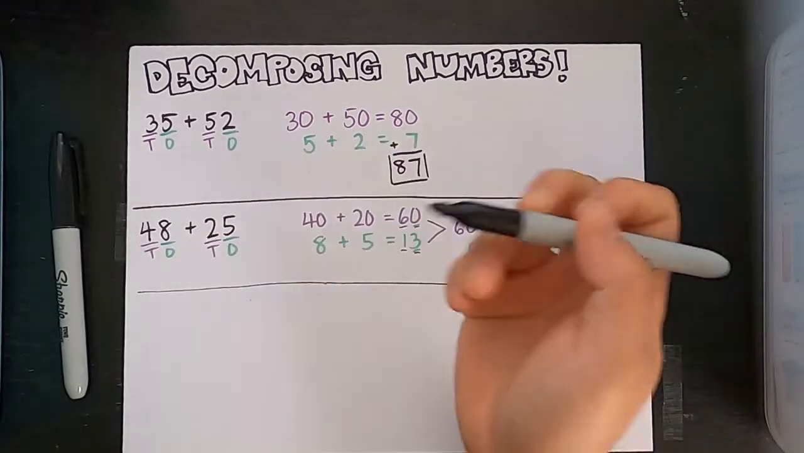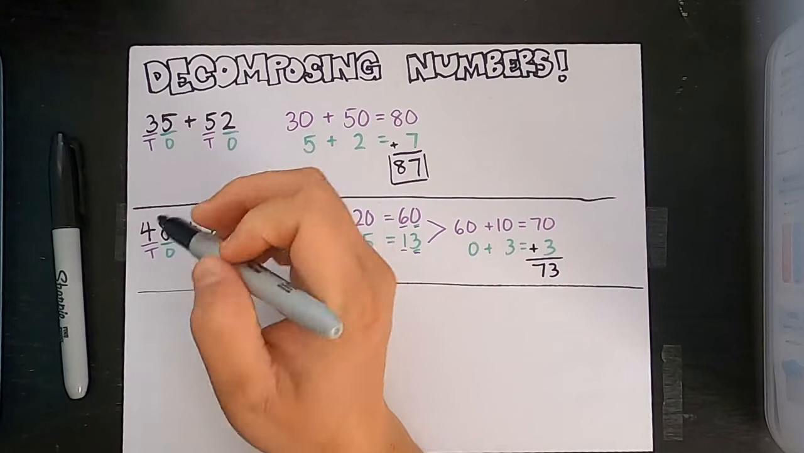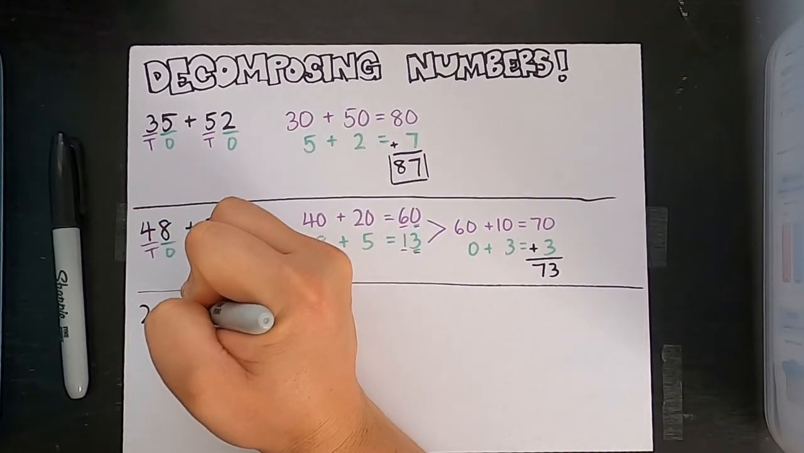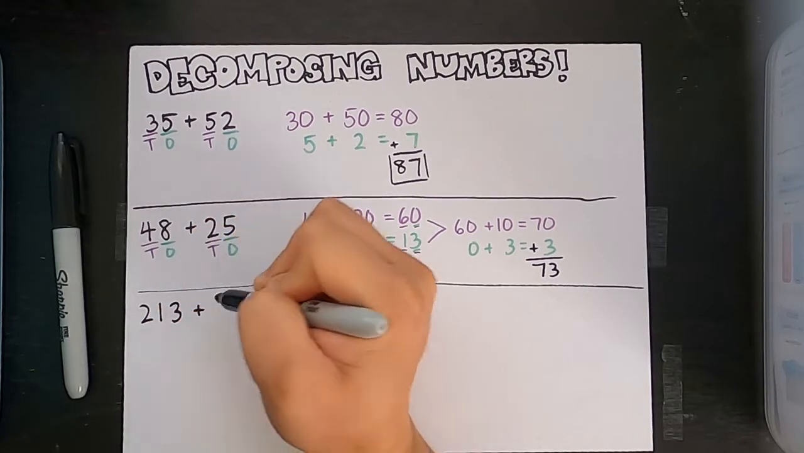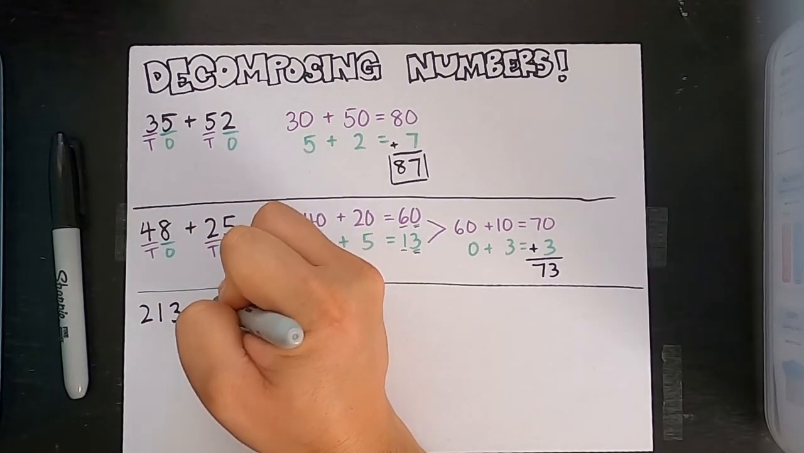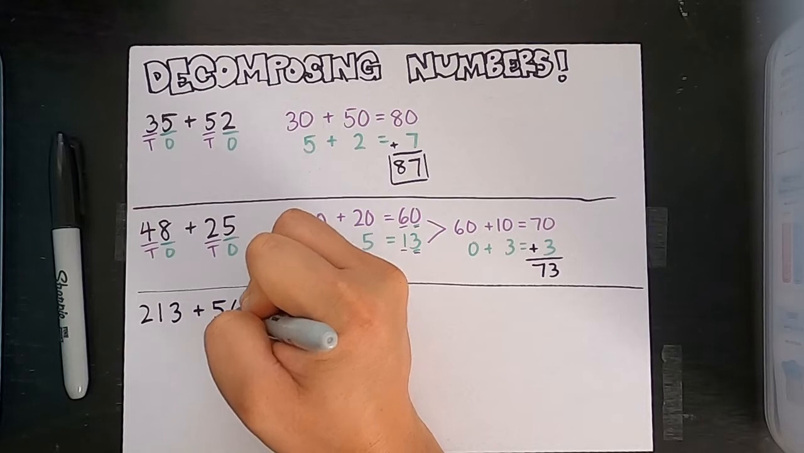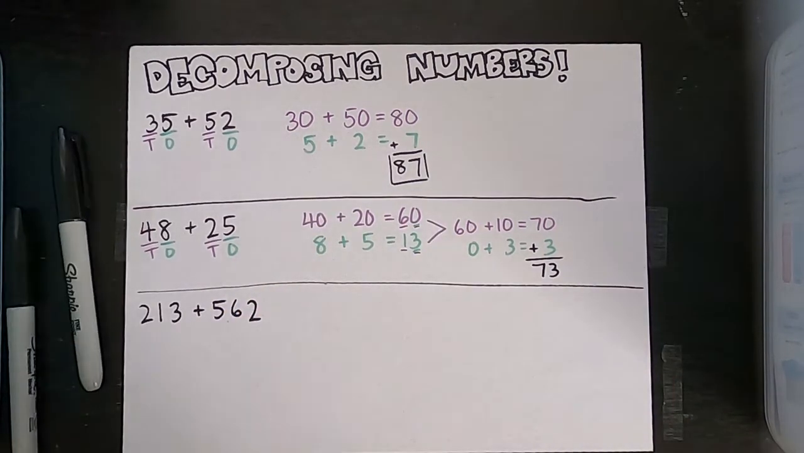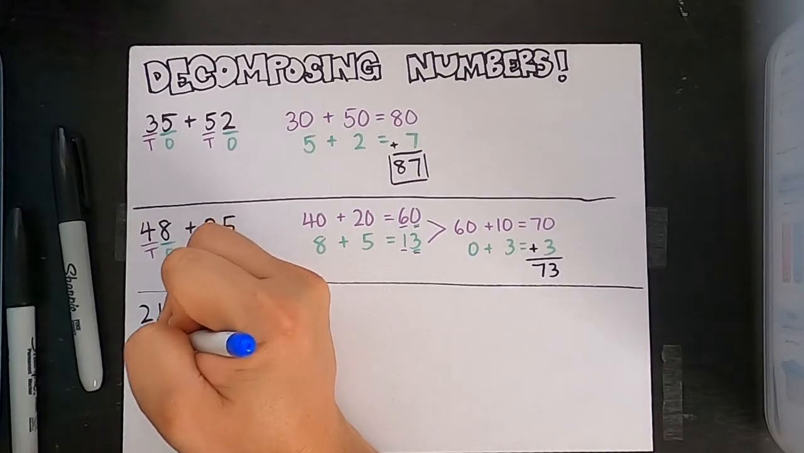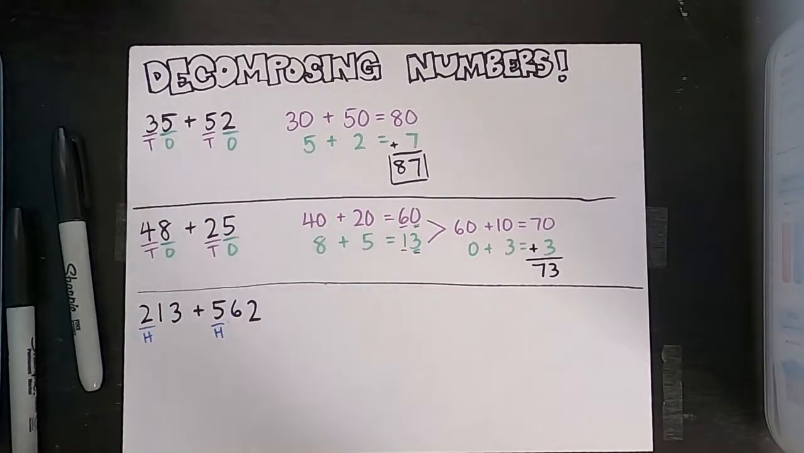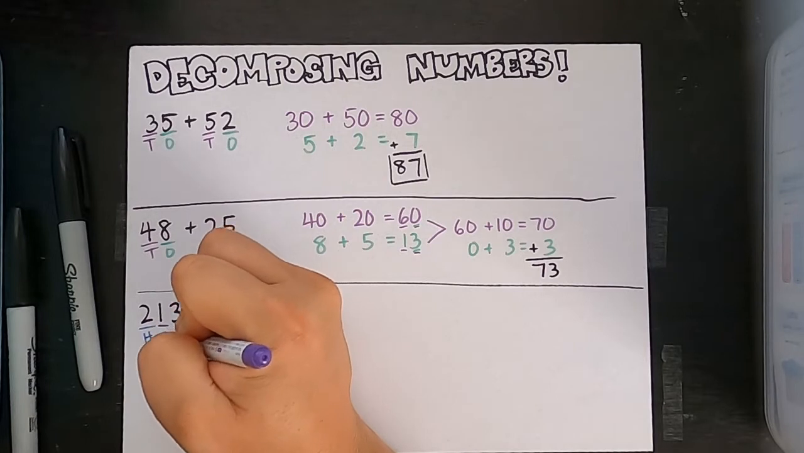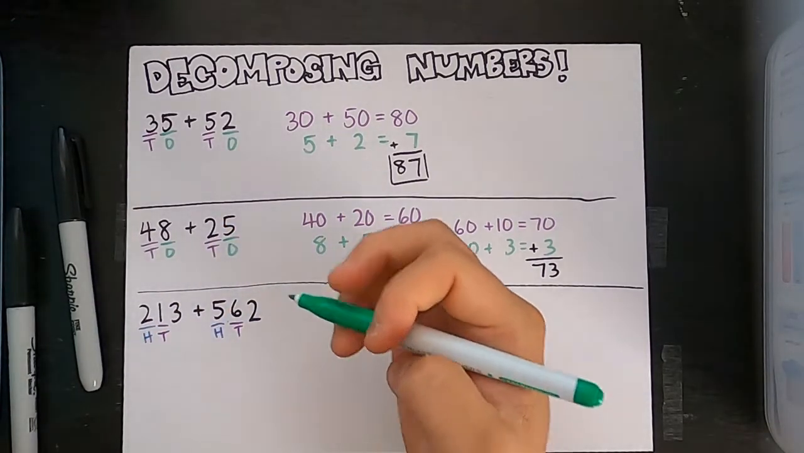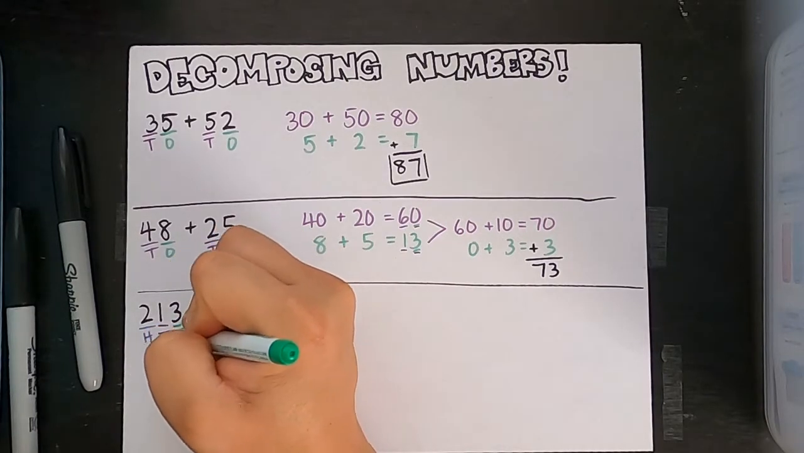All right, let's try to go a little bit bigger. So now let's try and bring in some hundreds, and we're gonna do one without place value regrouping. So let's try 213 plus 562. Holy moly. All right, but again, start by labeling those place values. Let's get the 100 labeled. Let's get the tens labeled. And of course, let's get the ones labeled.